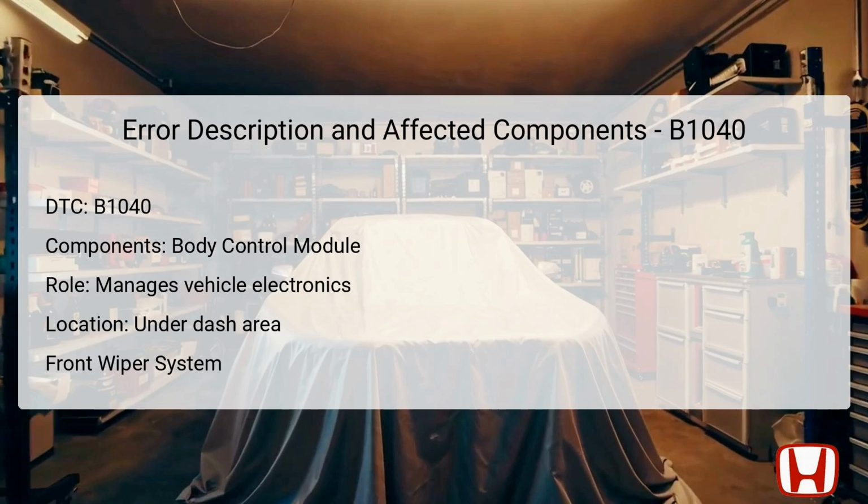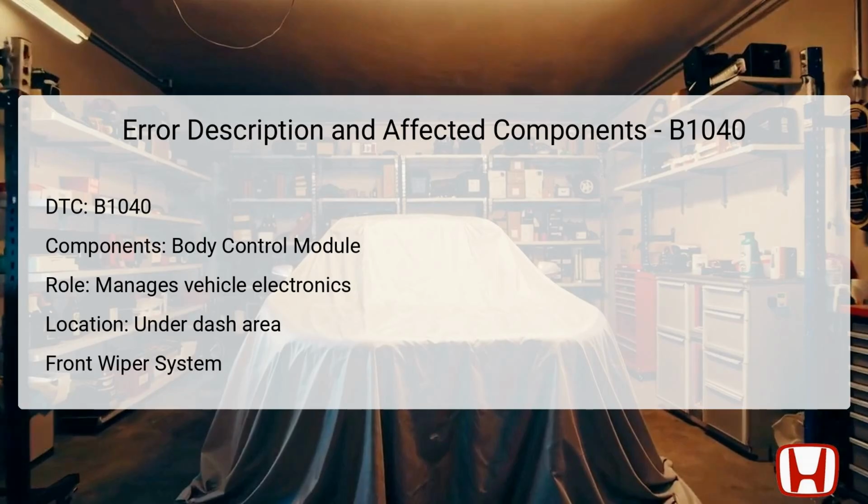DTC B1040 references a loss of communication between the body control module, BCM, and the front wiper system, specifically the windshield wiper control unit and motor. The BCM acts as the central hub for various electronic signals throughout the vehicle, including those that control the front wipers. This code suggests that the BCM is unable to communicate with the wiper system, potentially due to issues with the wiring, connectors, or the components themselves.